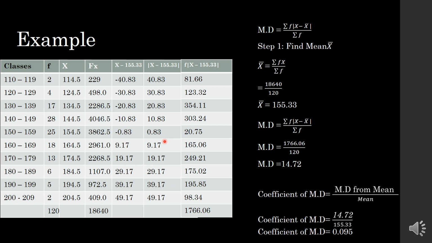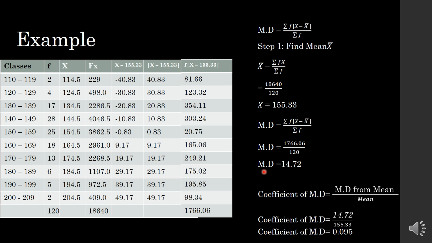Once you have converted all the values, we need to multiply the f column with this column. So I multiplied all of these values here. Here is the multiplication of this column. Once you multiply all the values of f by this column, just sum it here. After summation I put it into the formula: 1766.06 divided by summation f, which is 120. After putting these two values in, we calculated with the calculator and we get that our mean deviation is 14.72.